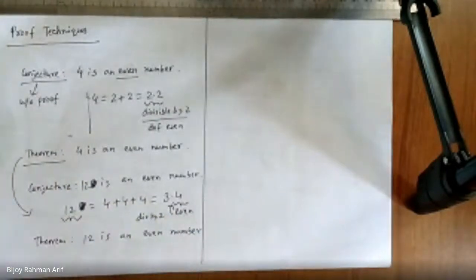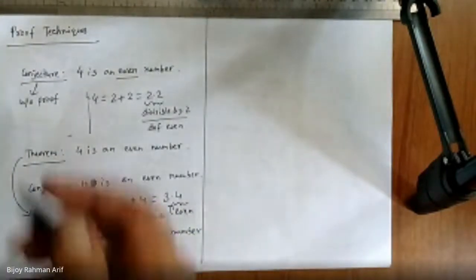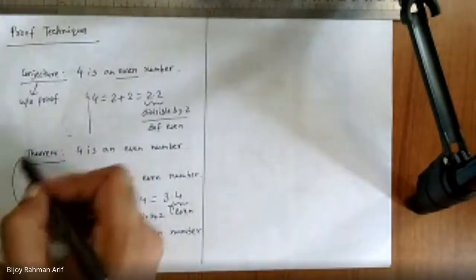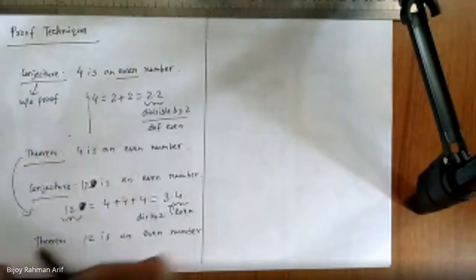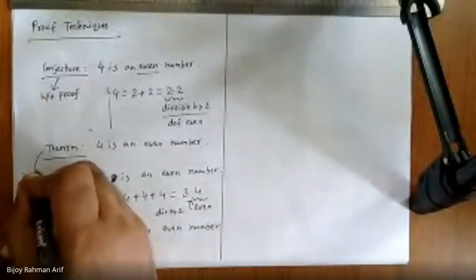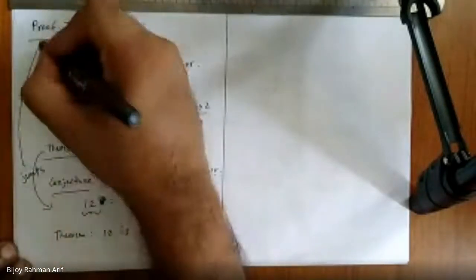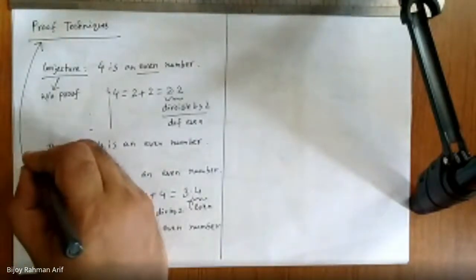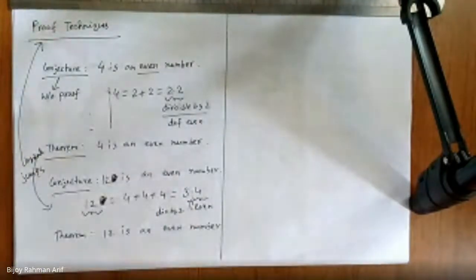Now, what are proof techniques? Proof techniques are jumps. Using this theorem to prove this conjecture, the logical jump I made, those are called proof techniques. Jumps are nothing but proof techniques. How do we make jumps? Logical jumps are called proof techniques. All right, guys, do you have any question? You can ask.